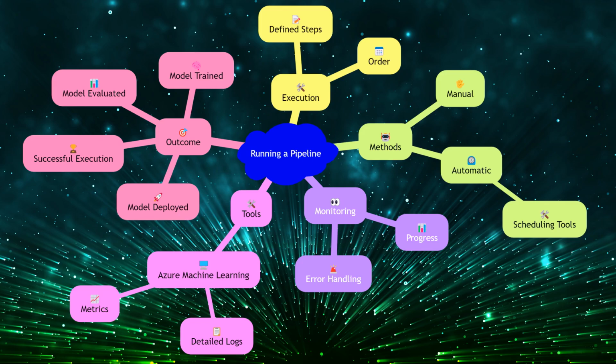Running a pipeline involves executing the defined steps in the specified order. This can be done manually or automatically using scheduling tools. When running a pipeline, it's important to monitor the progress and handle any errors that may occur. Tools like Azure Machine Learning provide detailed logs and metrics to help track the execution. Successful execution of a pipeline ensures that the model is trained, evaluated, and deployed as intended.